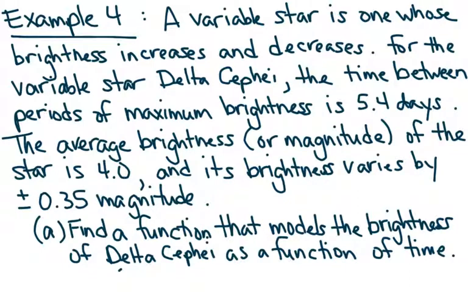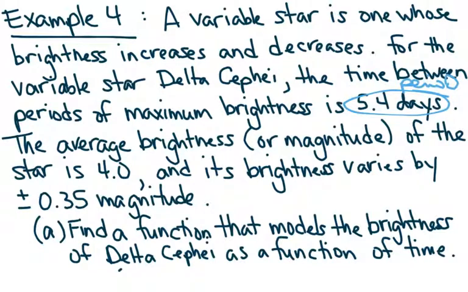In example 4, a variable star is one whose brightness increases and decreases. For the variable star delta Cephei, I'm not sure if that's how it's pronounced, but we'll go with it. The time between periods of maximum brightness is 5.4 days. That's the period. Or that's going to help us determine the period. Well, it is the period. We're going to use it to find k.